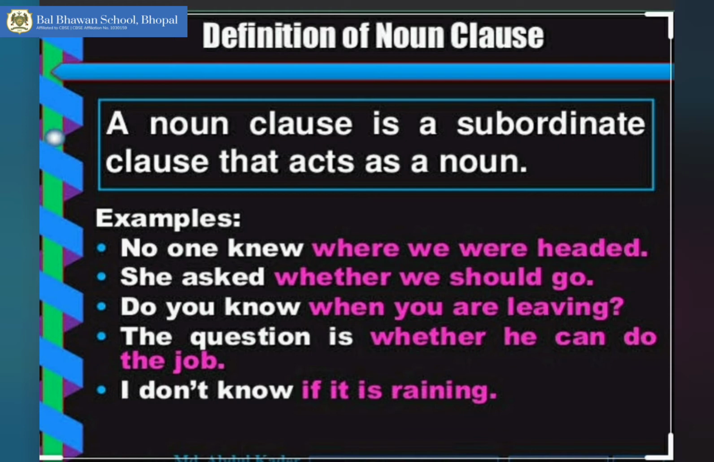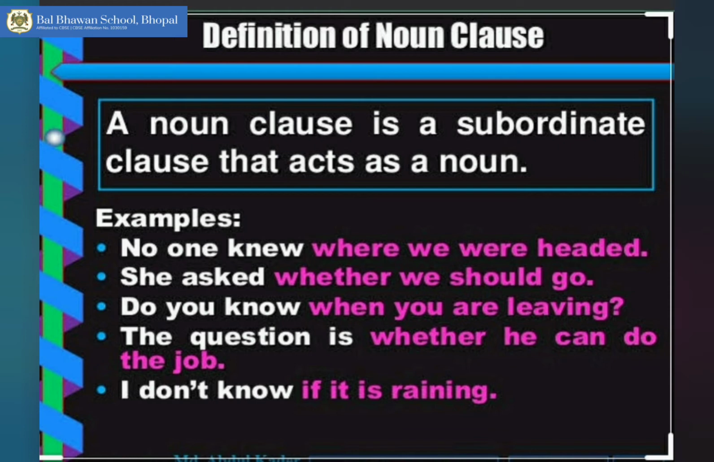For example, no one knew where we were headed. In this, the noun clause appears as the object of the sentence: where we were headed. She asked whether we should go. Again, the noun clause here is whether we should go. Do you know when you are leaving? When you are leaving is the noun clause here.